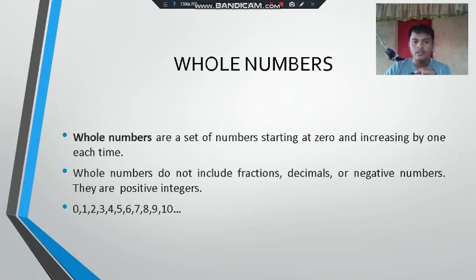Whole numbers. Whole numbers are a set of numbers starting from 0 and increasing by 1 each time. Whole numbers do not include fractions, decimals, or negative numbers. They are positive integers, starting from 0, 1, 2, 3, 4, 5, 6, 7, 8, 9, 10.